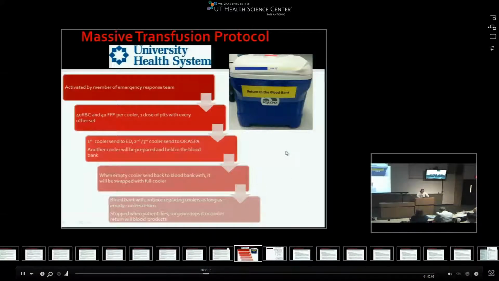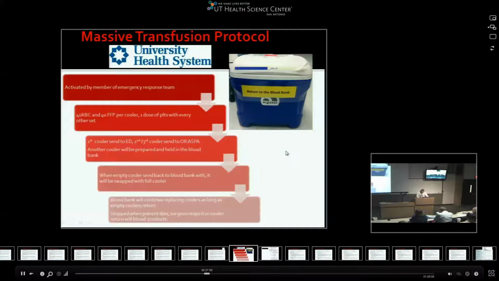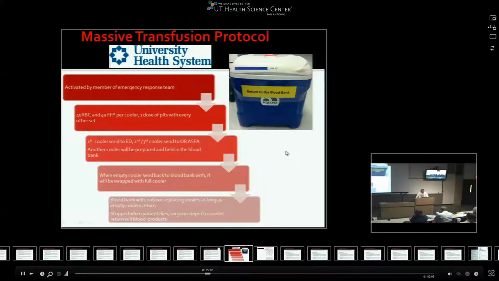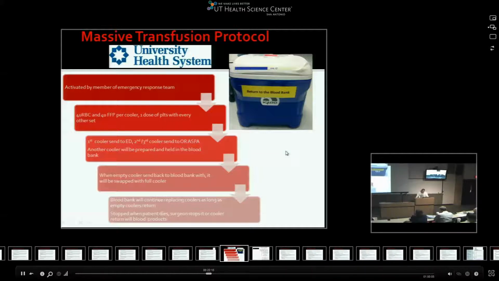This is just to give an overview of the massive transfusion protocol that we have here at the university, which is usually activated by a member of the trauma team. The blood bank prepares a cooler with 4 units of RBCs and 4 units of FFPs, and 1 dose of platelets with every other set. The first cooler is sent to the emergency room. The second and third coolers, as soon as possible, are sent to the ORs.